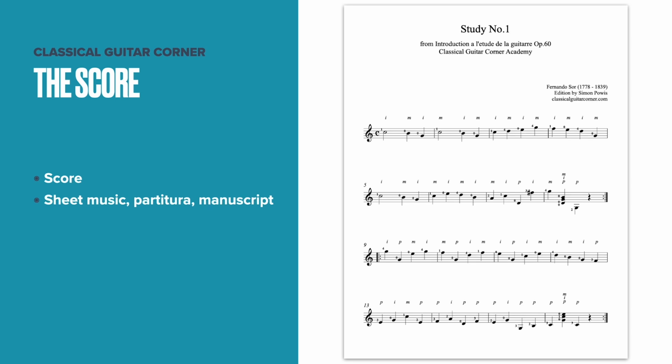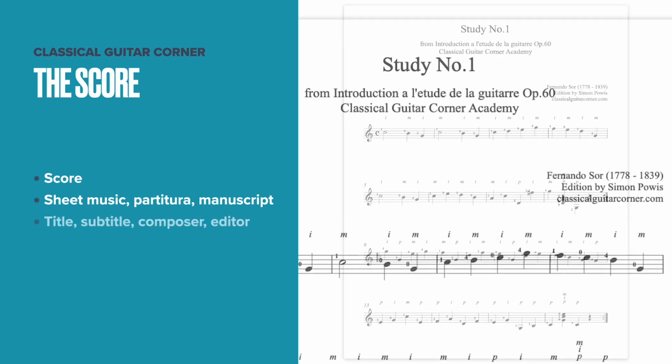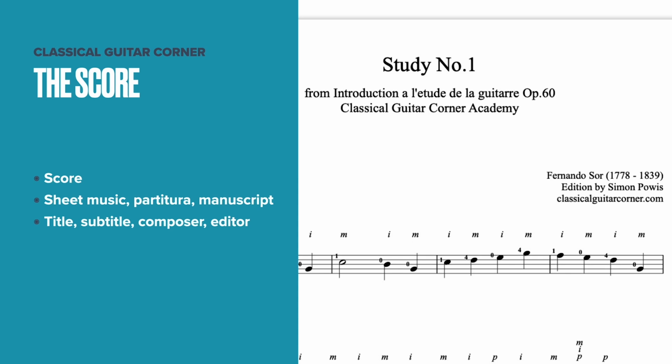folk, pop, or jazz. At the top of your score, on the first page, you will find most of the pertinent information such as title, subtitle, composer, editor, arranger, and publication details. If you find a set of dates next to the composer's name, it will be indicating their date of birth, and if they're not still alive, their death. This can be useful to understand when the composer lived, and therefore what period and style of music they composed in.